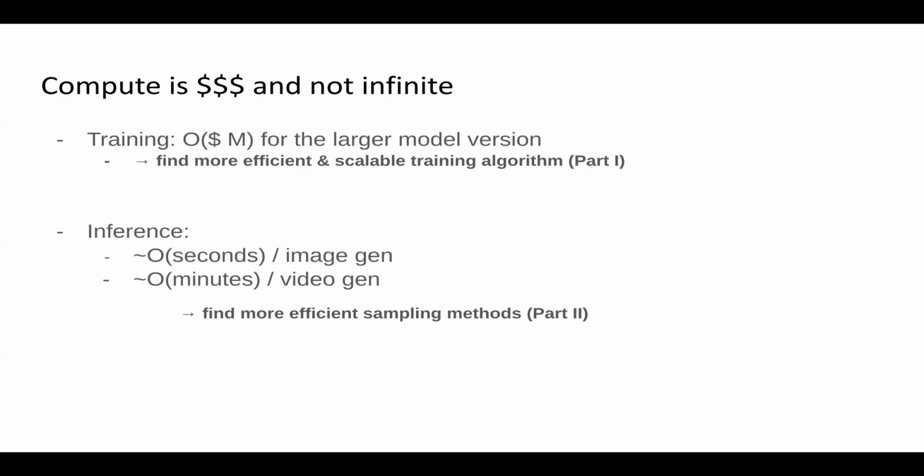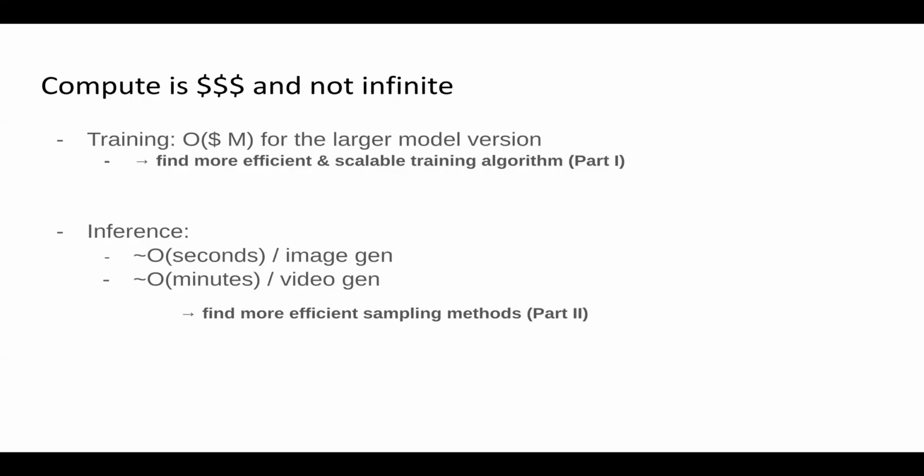And I think that motivates another field of research, which is just finding these more efficient sampling methods for these pre-trained models. So this is what I want to talk about. The first part is some work that we did on finding more efficient and scalable training algorithms, models. And the second part will be about these more efficient sampling methods.